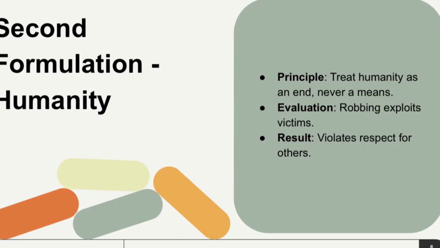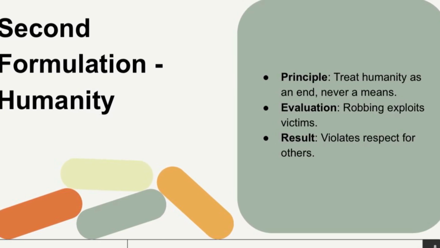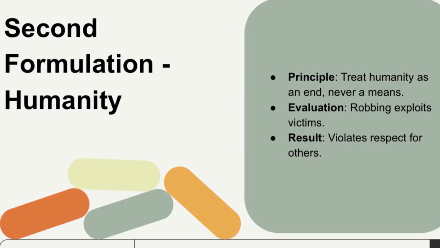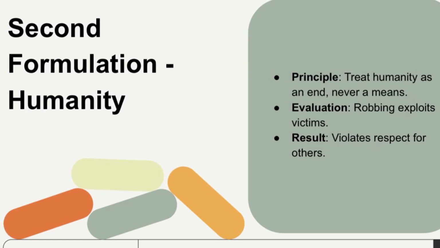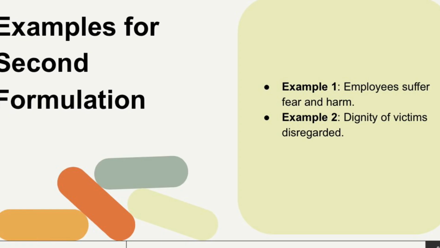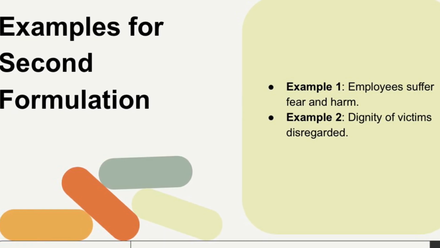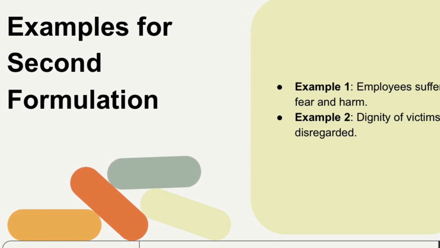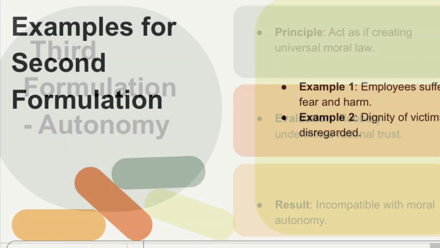The second formulation emphasizes respecting individuals as ends in themselves. Robbing a bank treats victims as mere means to personal gain, violating their dignity and autonomy. Examples include the harm inflicted on employees and customers who are subjected to fear and loss. Such actions disregard their intrinsic value as human beings.